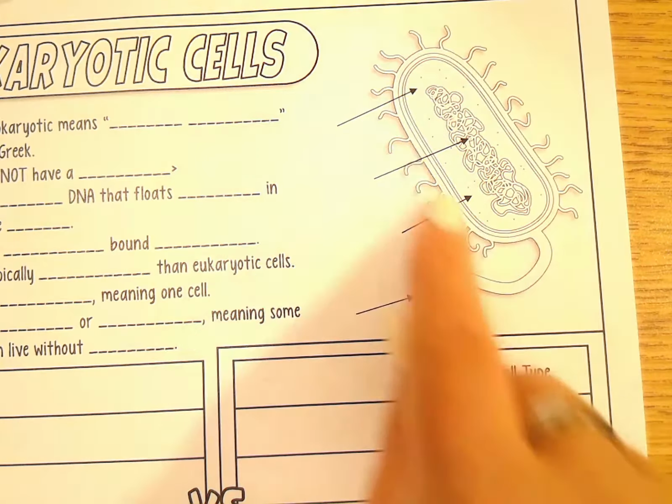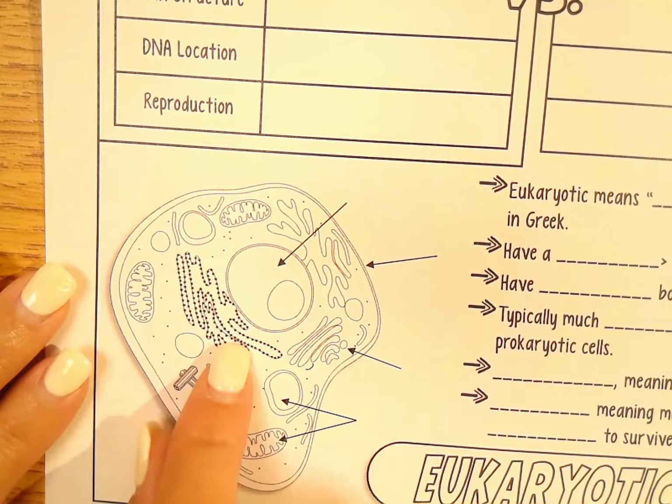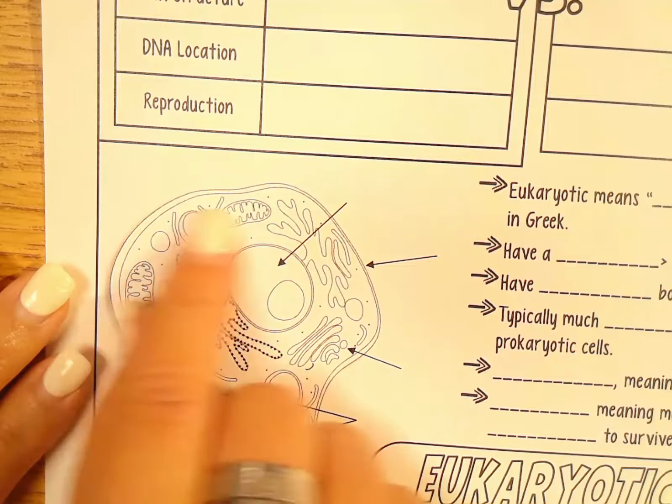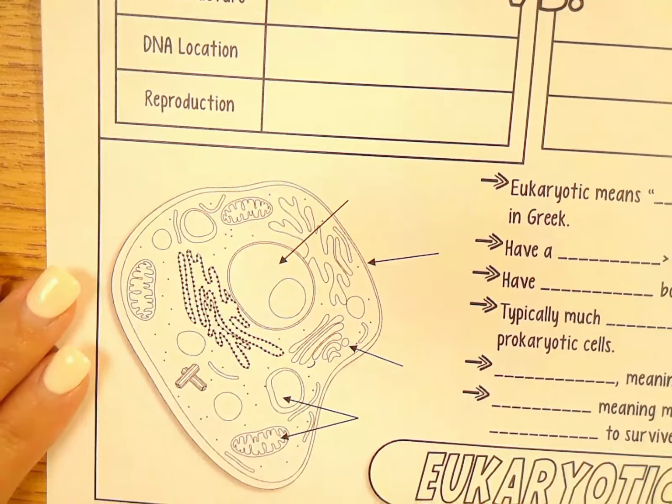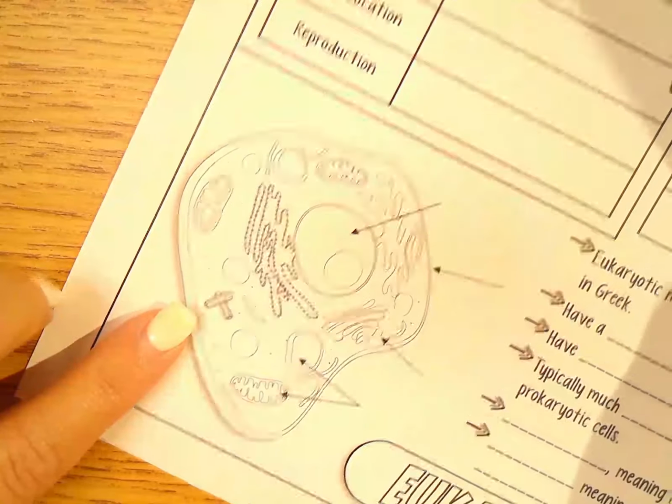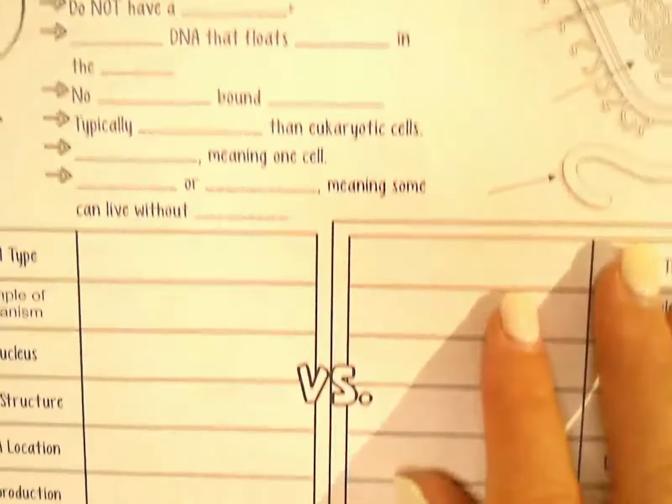If we look down here at the example of our eukaryotic cell, it's got a lot more stuff going on, right? It's got all kinds of different shapes and squiggly lines and dots and all kinds of things that make it look a lot different than our prokaryotic cell. So this is our diagram of a prokaryotic cell, and this is our diagram of our eukaryotic cell. So what makes them so different? There's a lot of things that make prokaryotic cells really, really different from eukaryotic cells.